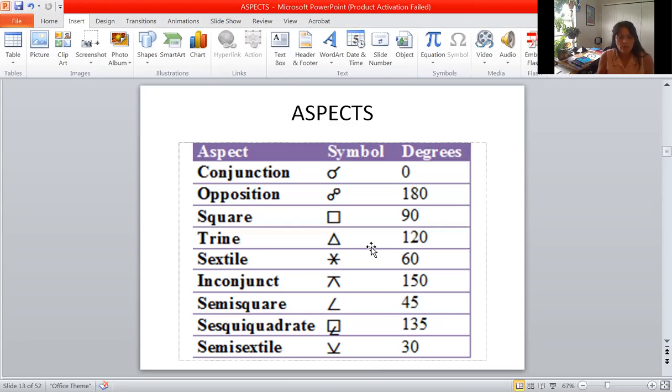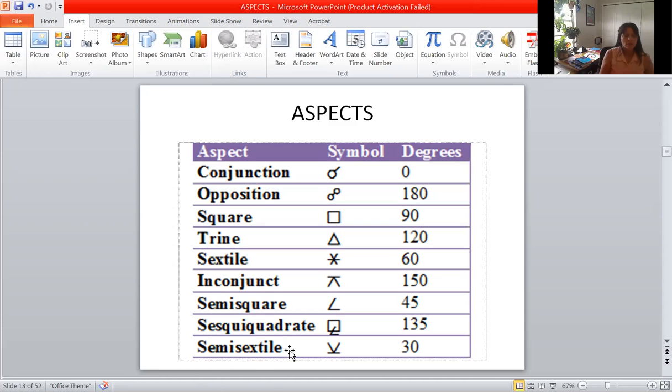Now, these are the symbols for some of the major aspects. The conjunction is like the circle and the line, and again, it's degree 0, or just a few degrees apart, but we're just going to say 0 because that means they're right next to each other. And then the opposition is a circle, a line, and a circle. That's showing it's opposing, and that's 180 degrees. The square is like a square, which is 90. The trine is like a triangle. That's the 120. The sextile is like the little star shape, or not the star, the asterisk, I guess you would call it. And that's the 60 degrees. And then we have, we can put it this way, the semi-sextile and the inconjunct.